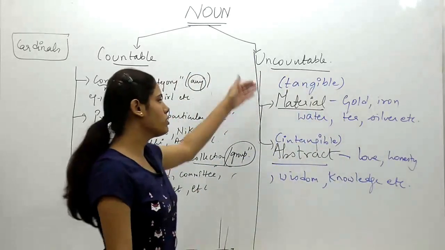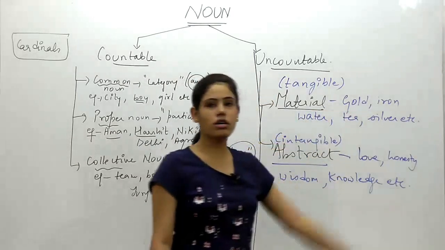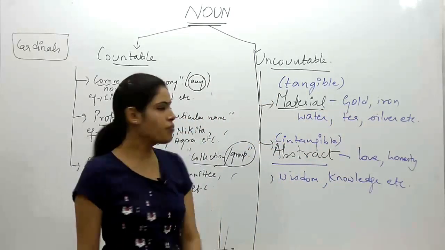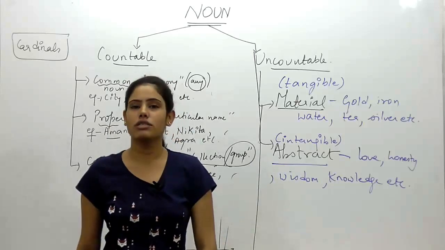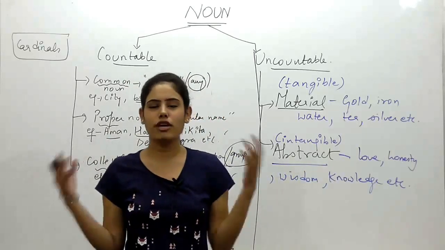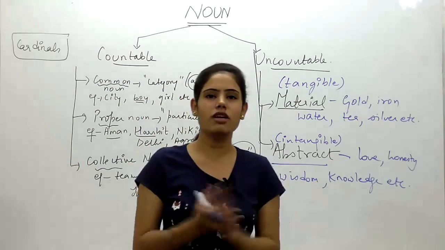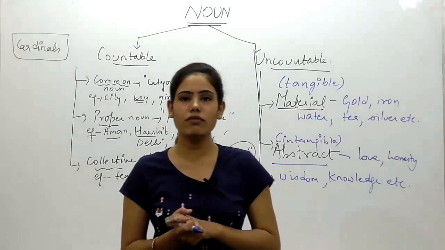When I talk about uncountable, it comes to material noun, which are tangible. Gold, iron, water, these are tangible, that can be touched. And if I talk about abstract nouns, these are intangible, which means love, honesty, wisdom and patience, etc. Right? So this was the whole session, and we have discussed the types of nouns.